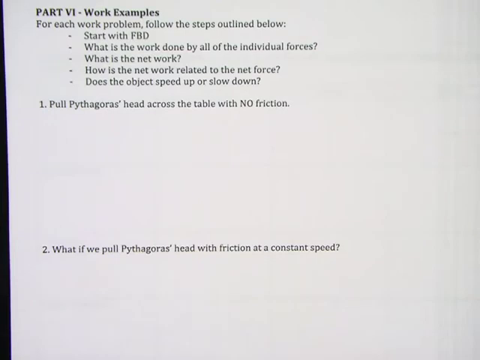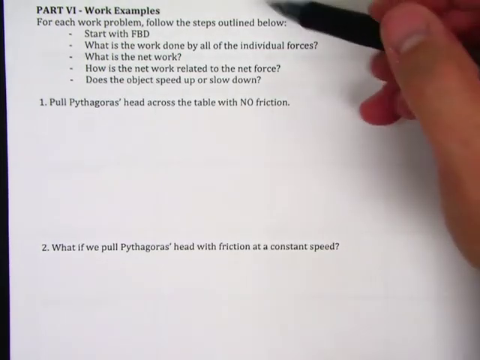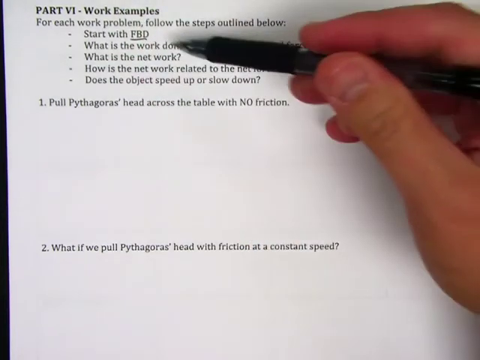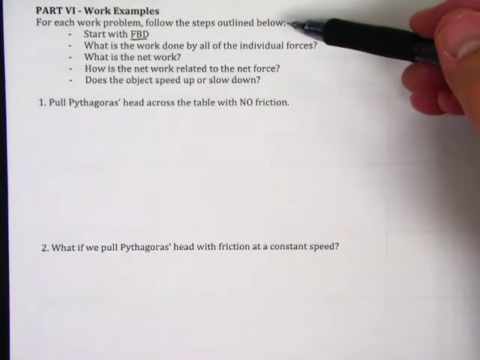All right, in this video, we're going to look at some examples of work done by different forces acting on objects for a given scenario. Now, for each of these problems, we're going to start, just like we did with dynamics, with a free body diagram. This will help us identify the forces and the direction in which they act.